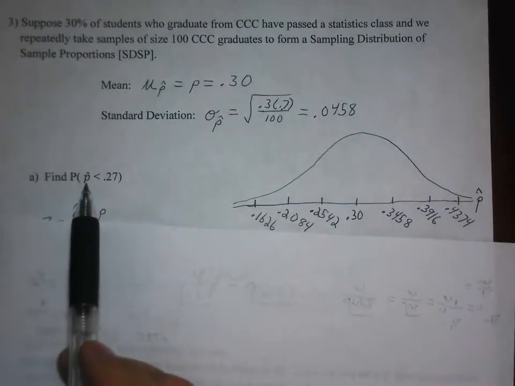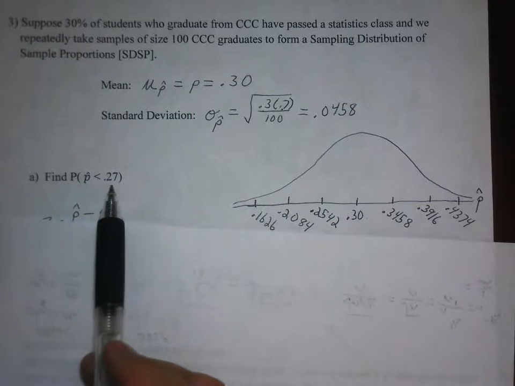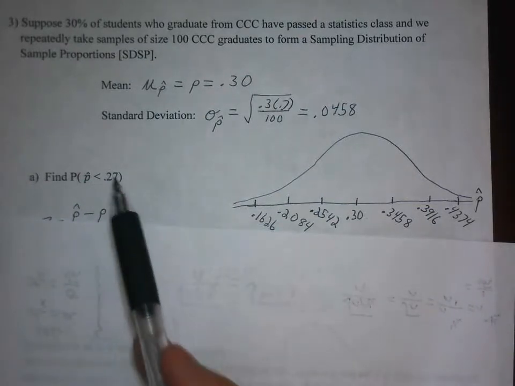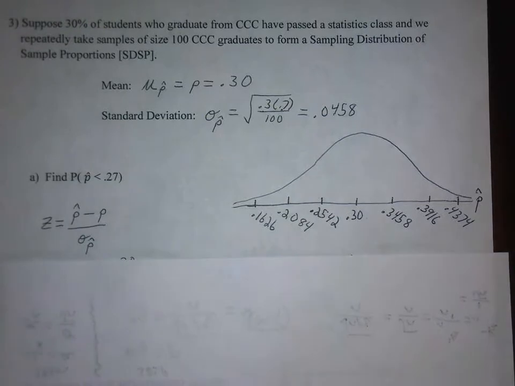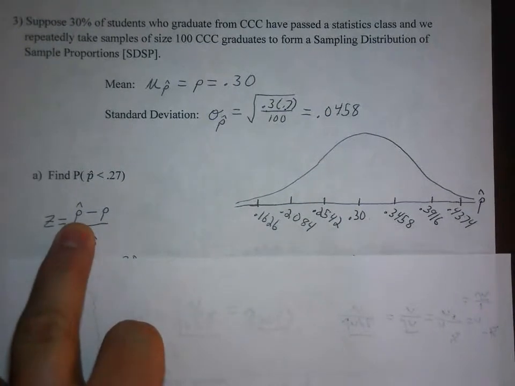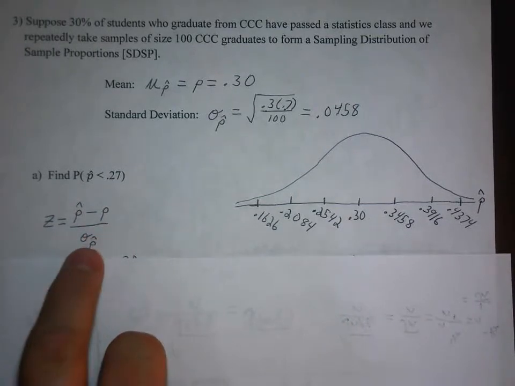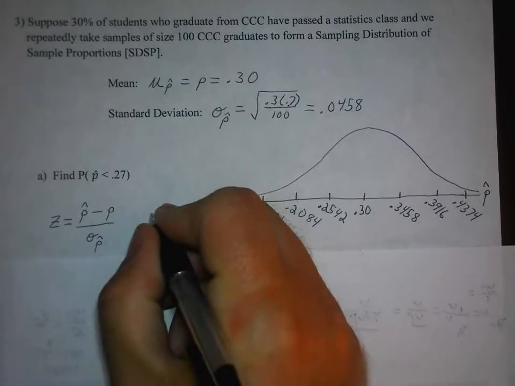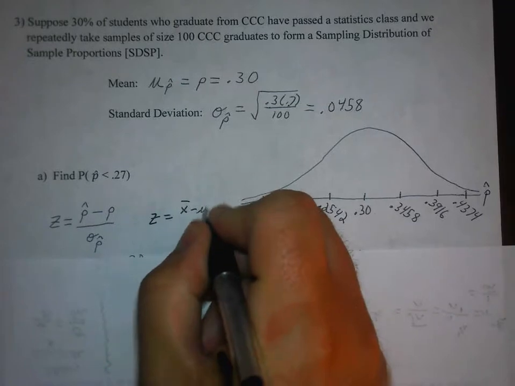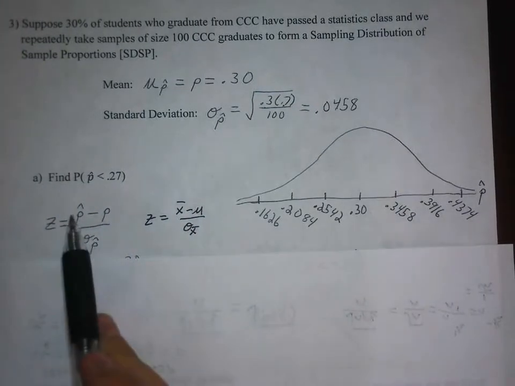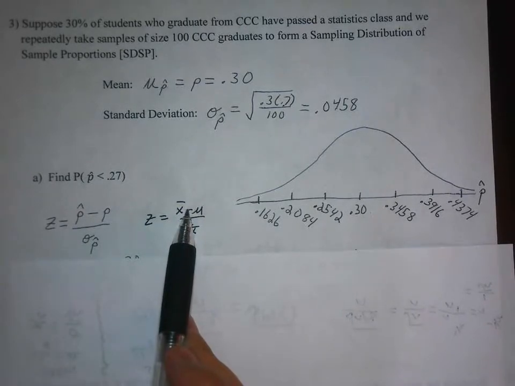Now, part A asks us to find the probability that p-hat is less than 0.27. Now that we have a normal curve, we need to convert p-hat into a z-score. The way you always do that is you take your sample statistic p-hat minus the mean for the population p, divided by the standard deviation of p-hat. And remember, this is the same idea as z equals x bar minus mu over sigma sub x bar. It's the same concept, except now we're dealing with p-hats instead of x bars.